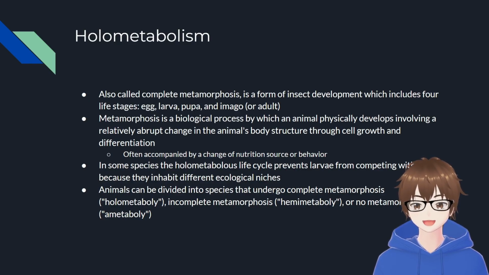Basically, the animal changes quite drastically, like the caterpillar to a butterfly. And then also it changes what it eats. Whereas the caterpillar would eat leaves, the butterfly would instead eat nectar. In some species, this prevents the larvae from competing with adults because they inhabit different ecological niches. So this is a good thing so that butterflies and caterpillars are not eating the same food and competing with each other. Animals can be divided into species that undergo complete metamorphosis, incomplete metamorphosis, or no metamorphosis at all.